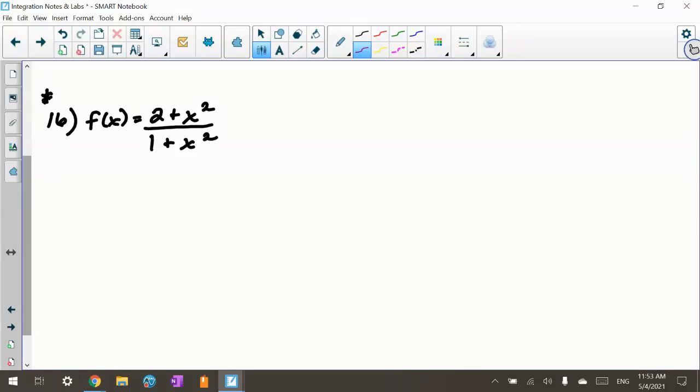So first of all, you look at this and it's a quotient. And I want to simplify this. And I'm like, wait a minute, how am I going to do that? So I'm going to show you a trick. I'm going to take 2. I'm going to split it up as a 1 and a 1. Okay, so I've got 1 plus 1 plus x squared all over 1 plus x squared.